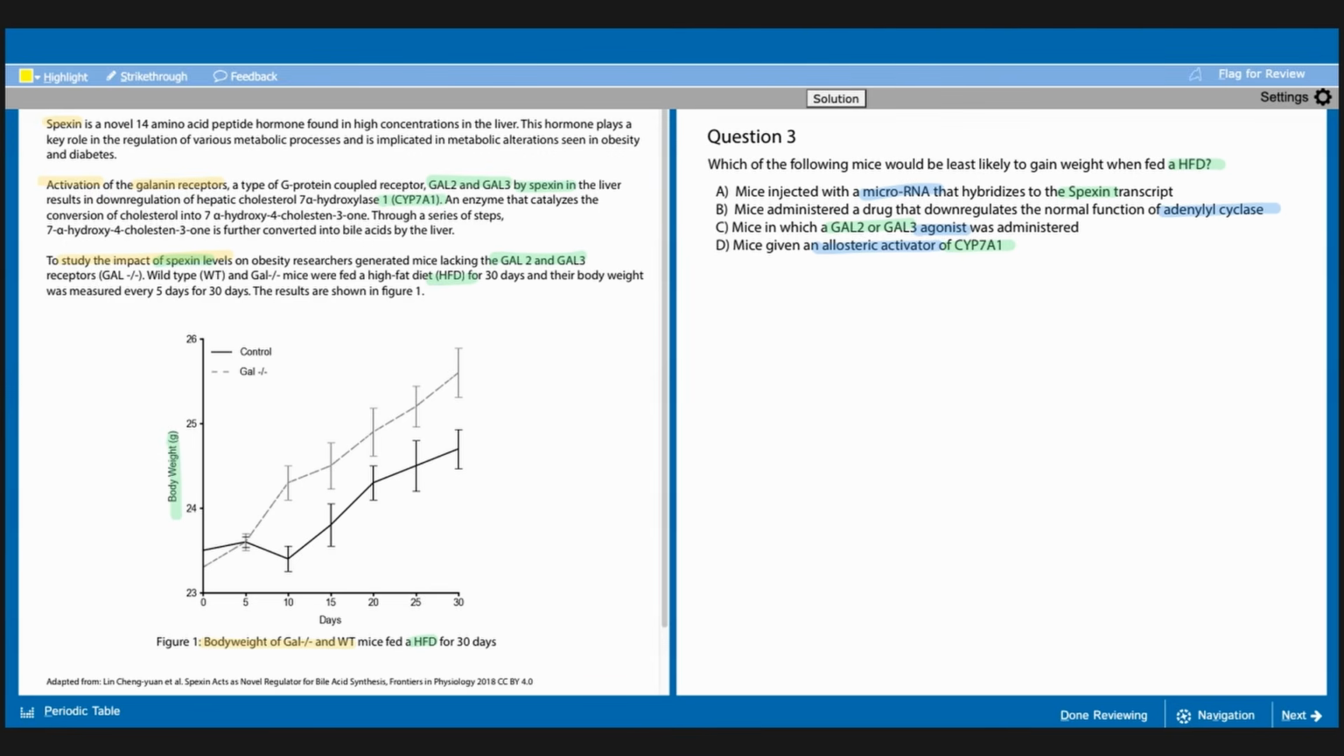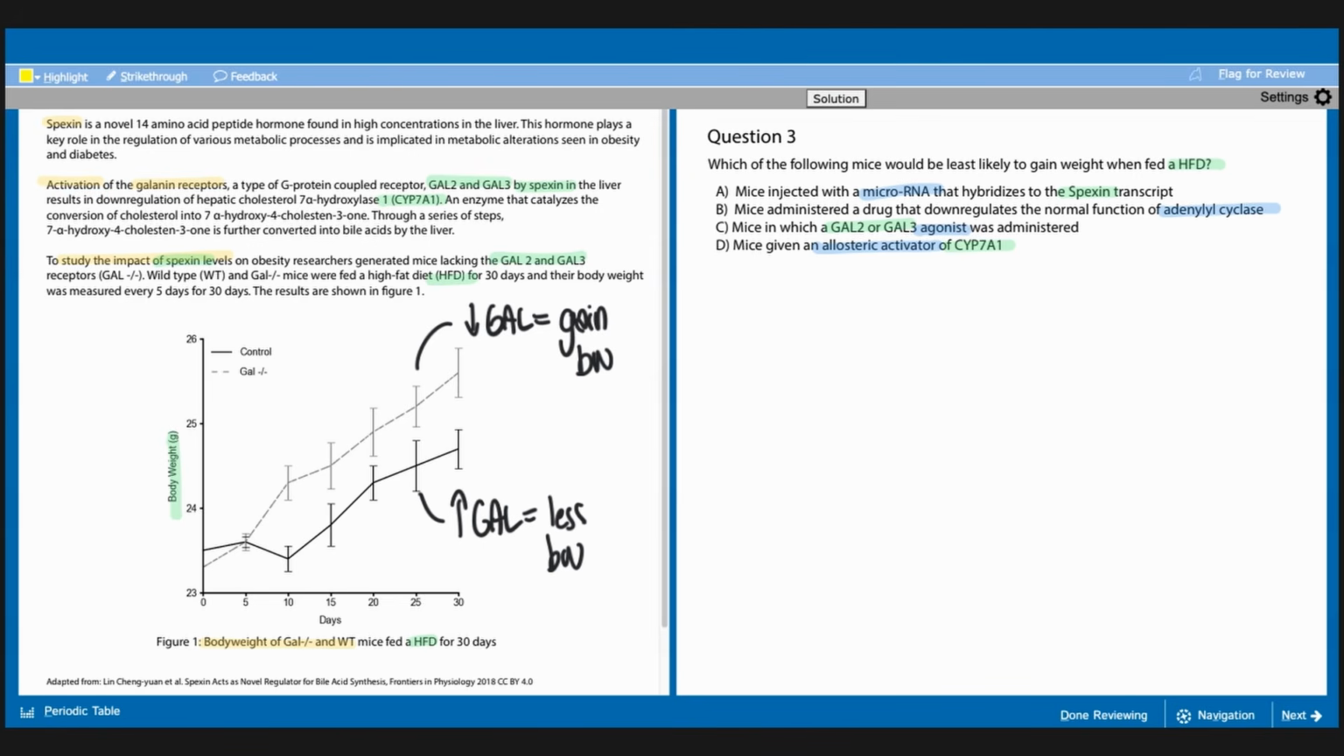As I look through the methods, it says up here that we had this wild-type and the gal minus, and that gal minus lacked the gal-2 and gal-3 receptors. If we then cross-reference the gal minus condition with the graph, we can see here that if you have low gal, or in this case no gal, then you're going to gain more weight. But if you're the control, that would mean that you have higher gal function and you would gain less weight. That's a really good indication of the right answer here.